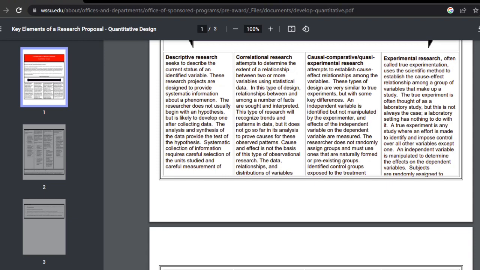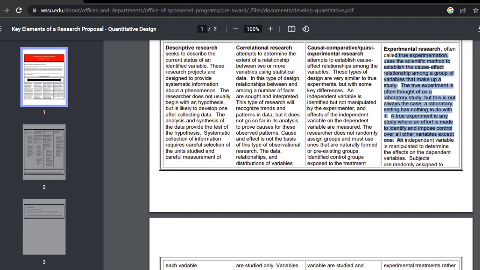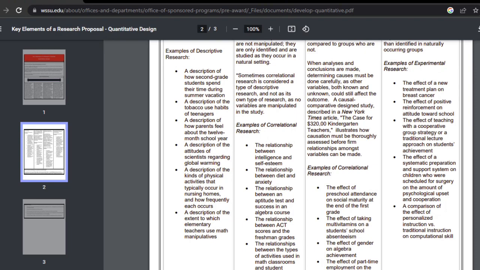And next, what is experimental research? Experimental research, often called true experimentation, uses the scientific method to establish the cause-effect relationship among a group of variables that make up a study. A true experiment is often thought of as a laboratory study, but this is not always the case. A laboratory setting has nothing to do with it. A true experiment is any study where an effort is made to identify and impose control over all other variables except one.